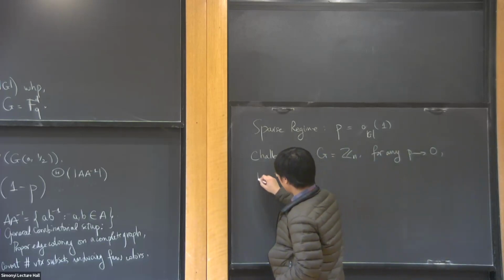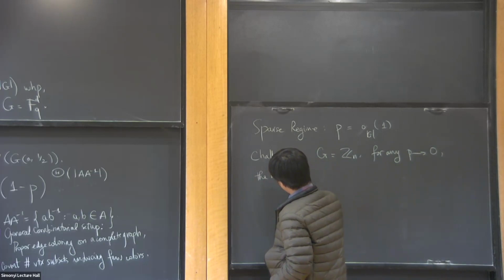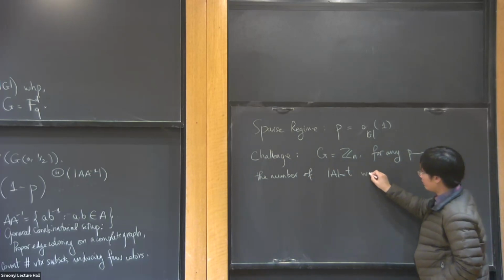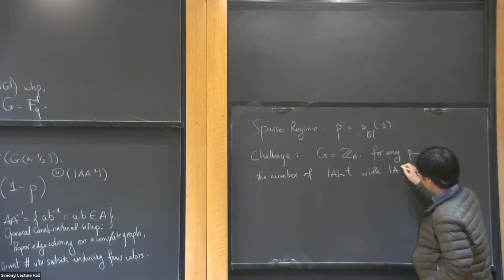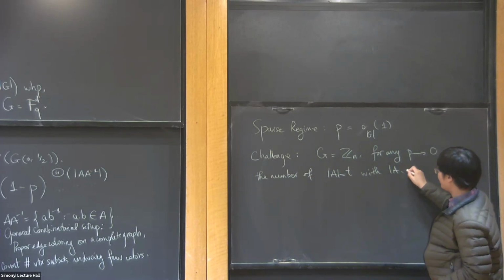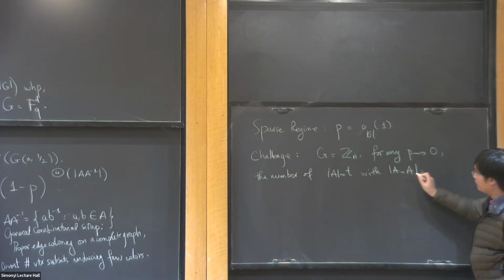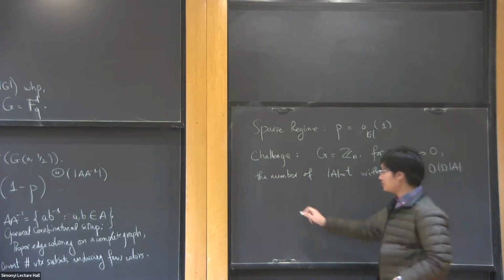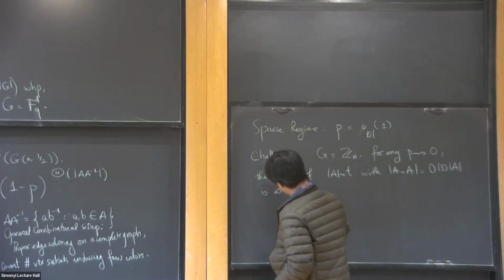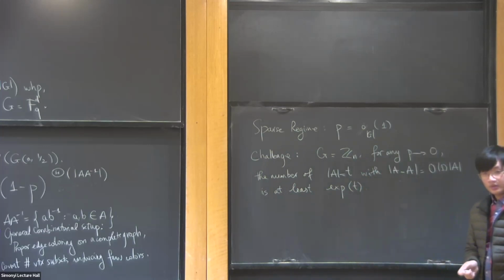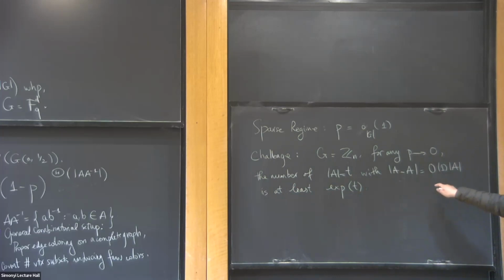And the reason is as follows. The number of sets A of size T in Zn with small doubling, so let's say, now I'm in an abelian group, so allow me to write here A minus A instead of A A inverse, with very small difference set, so at most some absolute constant times the size of A, this is always at least some exponential in T. And it's easy to see this. For instance, let's say this is some constant like 5.